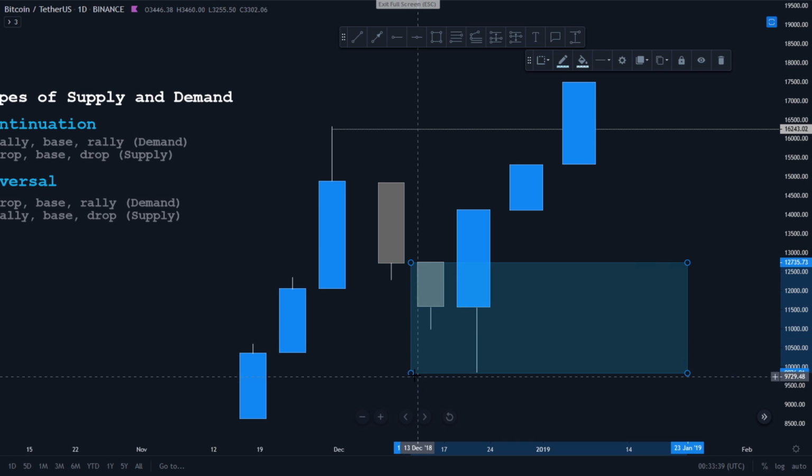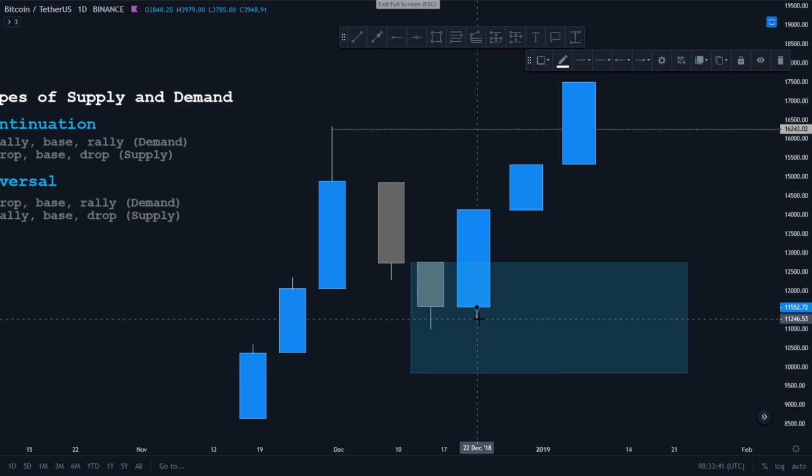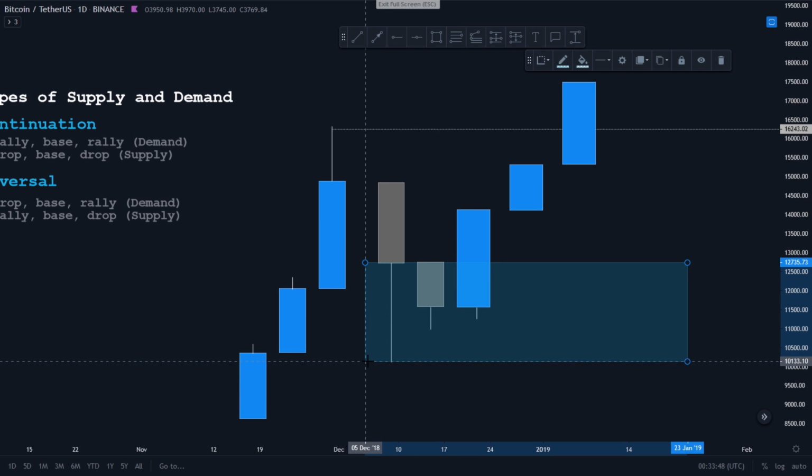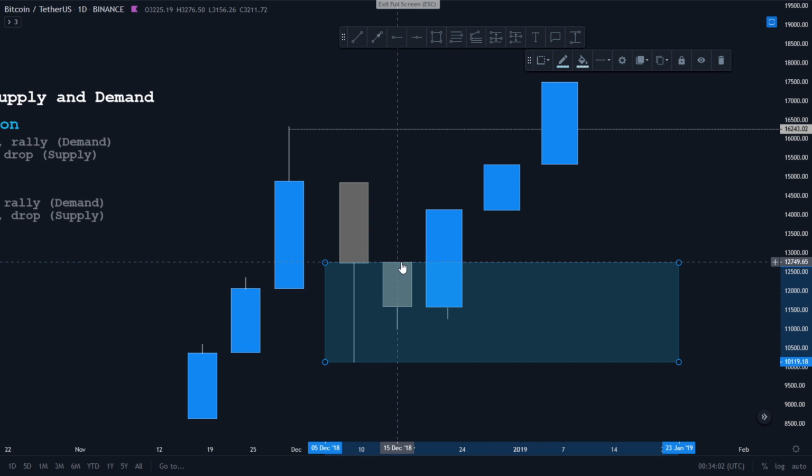It could also be like this. It would also be like this, and in such a case you would take it like this. Last down candle's body and this. So then we would have rally, base, rally. But this is the last down candle, so we take this candle's body here.